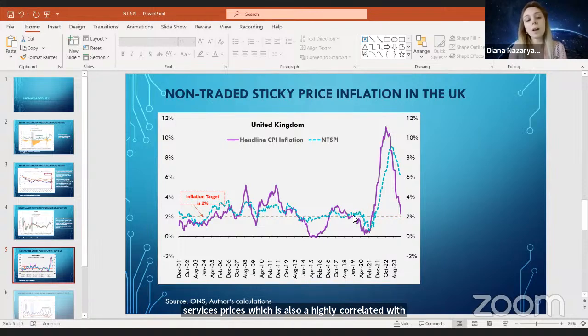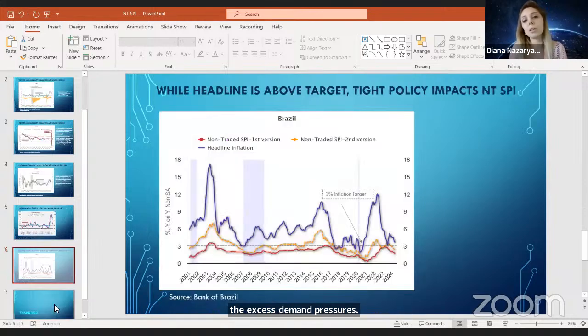And Ani, who is working on the Brazil case, also calculated non-traded sticky price inflation for Brazil. And here you can see that in the Brazil case, it's much below headline inflation, which is in line with their tight monetary policy conditions after the COVID crisis. So this is briefly what I wanted to share about our work.